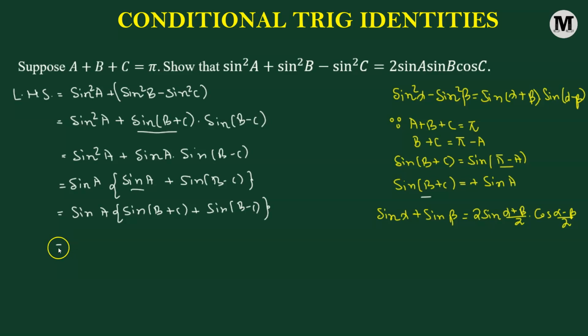Let's use this, and now we get 2 times sine of angle a multiplied to sine of, so we need alpha plus beta. Here let us suppose alpha is b plus c, and b minus c is beta. So b plus c added to b minus c gives us 2b, and when divided by 2, we get sine b multiplied to cosine of, now we need b plus c minus b minus c, that simply gives us 2 times c, but divided by 2, that gives us c. So this is exactly the expression on the right hand side. Thus we have successfully shown that the left hand side equals the right hand side, hence proved.